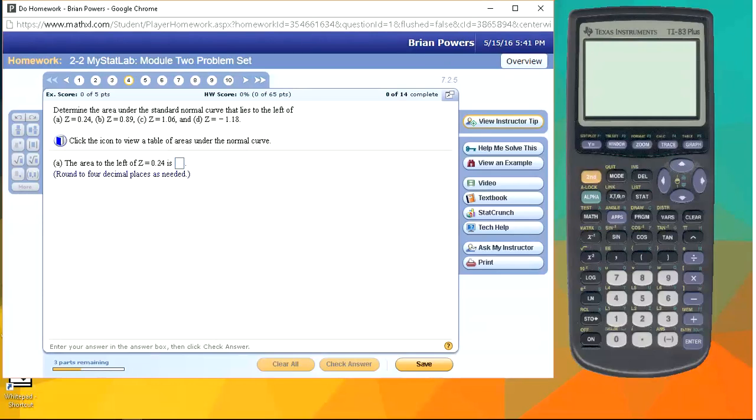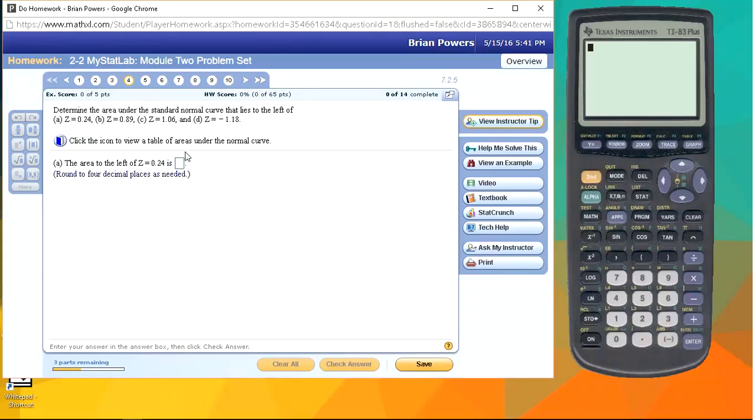Hey class, it's me. I want to go through now some of the stuff related to the normal distribution that you'll see on Module 2, and specifically look at doing it in StatCrunch. I just have my calculator pulled up for some little calculations I'll be doing, but I'll be showing you how to do the normal probabilities in StatCrunch. We won't be looking at any tables at all.